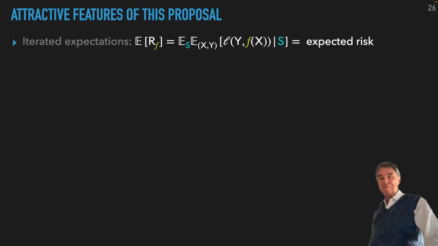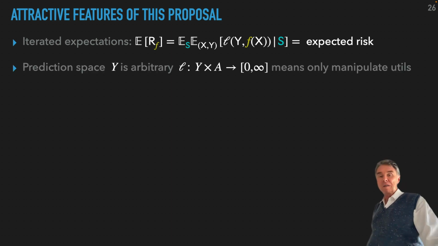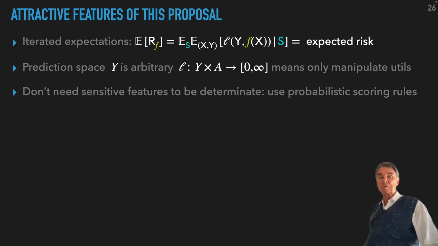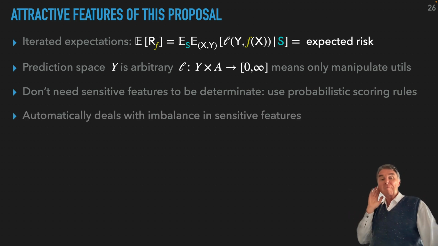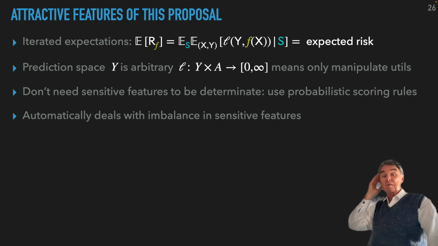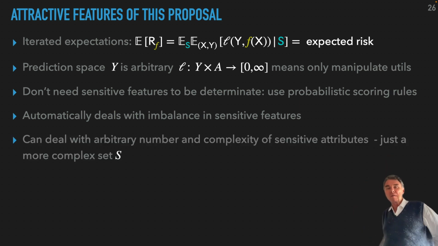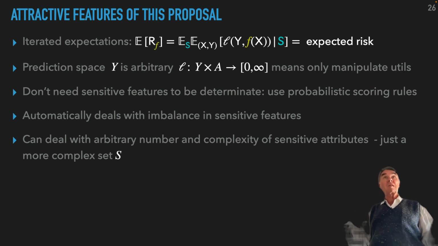So let's think about the attractive features of this proposal. It reduces to the standard case, I've already said that. The prediction space is arbitrary, right? We don't touch it because we don't see it. We're only looking at the loss values. We don't even need the sensitive features to be determinate, right? This is a subtlety, which I won't explain just now. It automatically deals with a whole stack of issues such as imbalance in the relative preponderance of the sensitive features. It can deal with an arbitrary number and complexity of sensitive attributes. It's just a more complex set S.